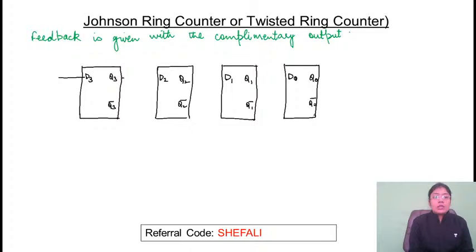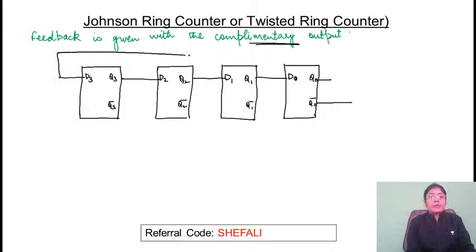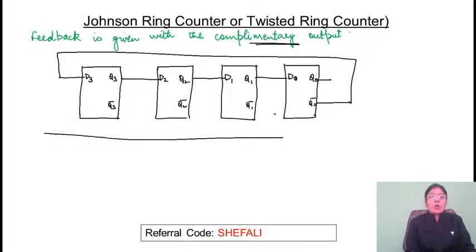Feedback is given with, this is a shift register, serial in, serial out. So the inputs are connected. This is serial in, serial out. But here the feedback is given with the complementary output. So the complementary output is here. Feedback is given with the complementary output. It is a synchronous counter, so the same clock is applied. Clock, clock, clock.